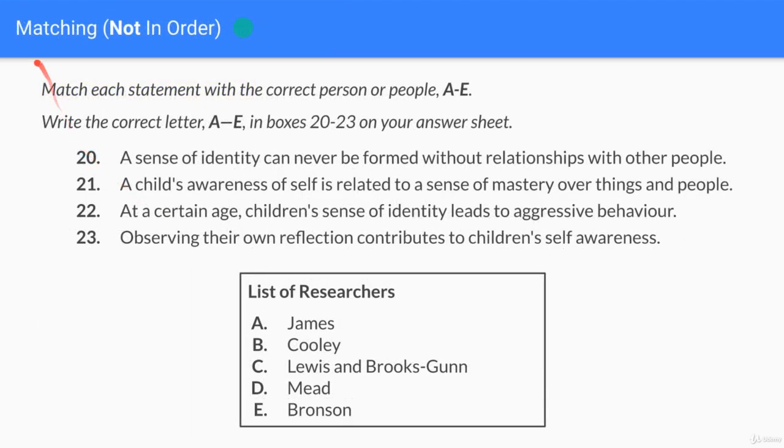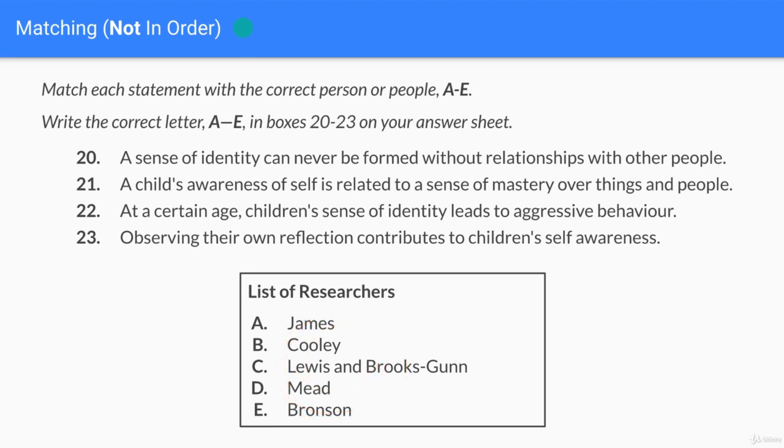Now here we have a matching question, and this one is not in order, but it is still an easy one to answer. So in the matching question, all you have to do is match the correct answer choices to the corresponding questions. So in this case, you have 5 different answer choices from A through E, but you'll notice that there are only 4 questions. So this can happen sometimes. You might get a list of answer choices that are more than the number of questions. This simply means that one of them is not going to be used.